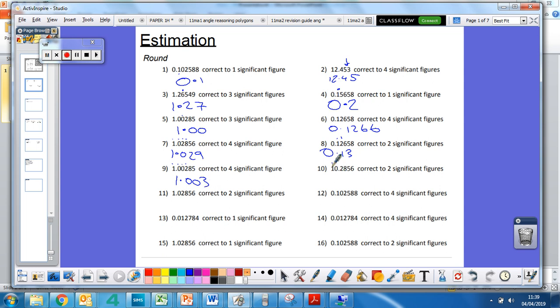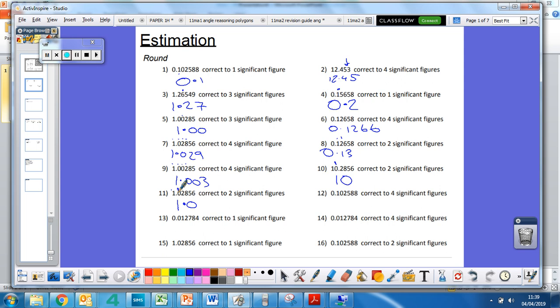2 significant figures here. The 1 is the first, the 0 is the second. So it's to this column here that we're rounding. Look at the next digit, it's a 2, we don't round up. This is just 10. Be careful with that one. 2 significant figures here. The 1 is significant, the 2 is the second one. Check the next digit. We don't round up the 0, but you can't write 1. It has to be 1.0 to show that you've considered the 0 as the second significant figure.